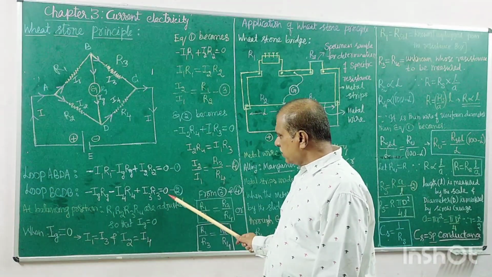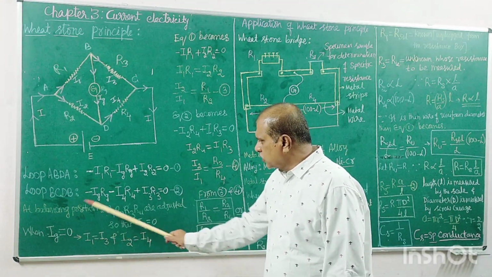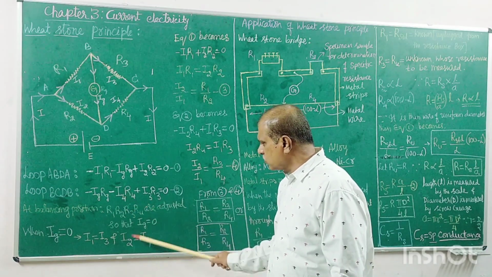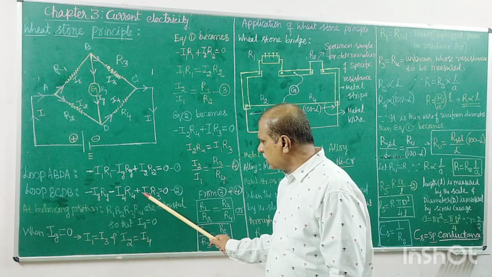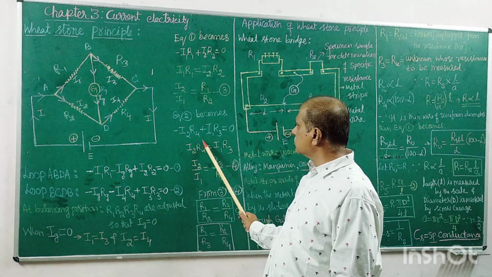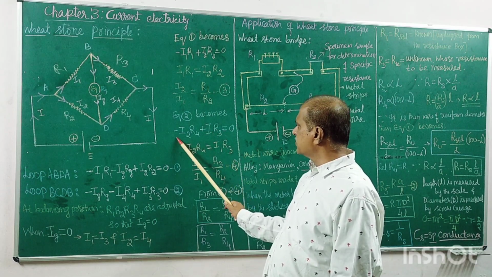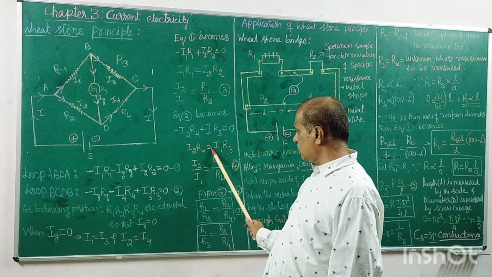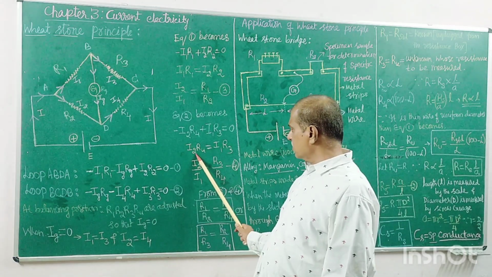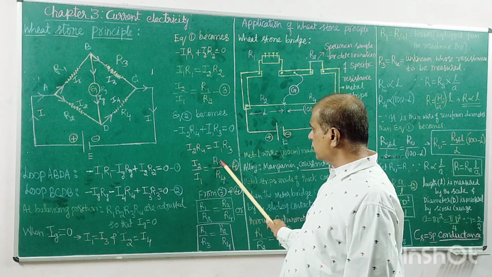Similarly, for equation 2, let us apply all these conditions. Put Ig equals 0, this becomes 0, and I4 is equal to I2, and I3 is equal to I1. See what you get. This equation you get. Equation 2 becomes this, since one is negative and one positive, taking one to the other side of the equals. Similarly, we have a product form and a ratio form. That is, I2 by I1 is equal to R3 by R4.